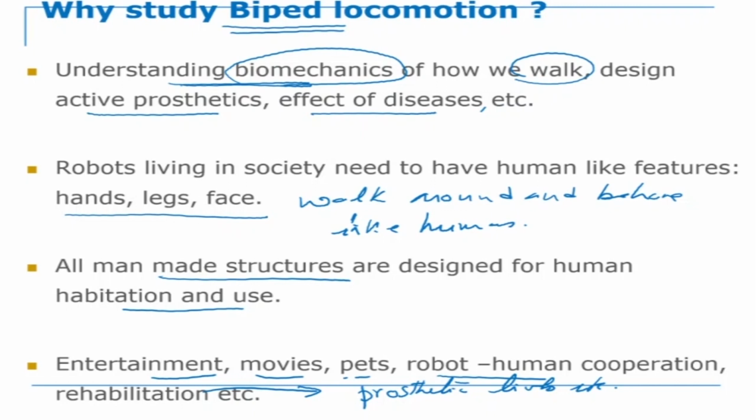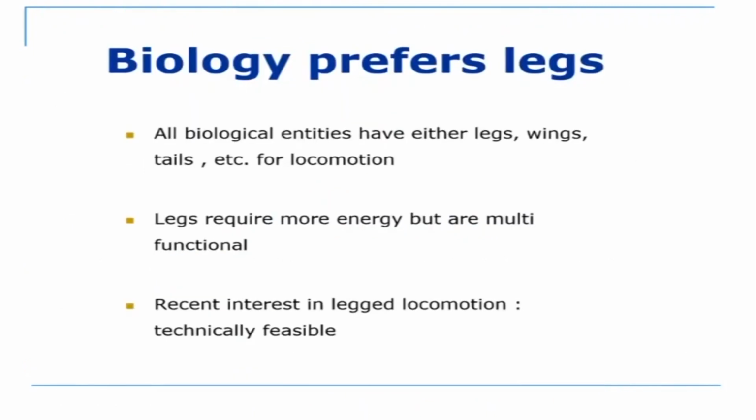Now very interestingly, biology prefers legs over wheels. You will not find any biological entity which has wheels. Fishes use fins for swimming, birds use their wings for flying, but you never find a biological entity having wheels. Human beings use cars and bicycles which use wheels, but biology doesn't prefer wheels, it prefers legs.